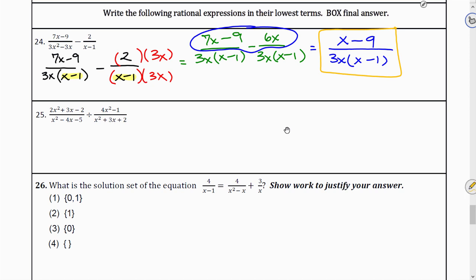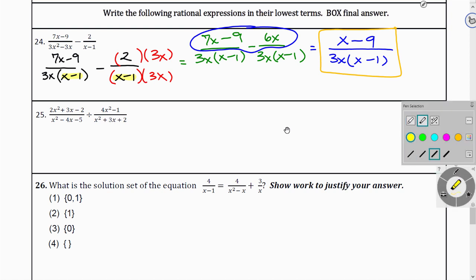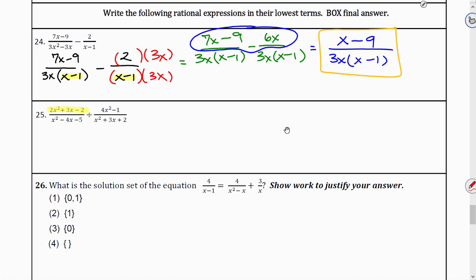Okay, number 25 is division. And the first step is to factor everything. Okay, and at first glance, I noticed that this right here will require the ATM with a skeleton. So I'm going to start there because that's a lot of work and do that separately. And then I'll address how to divide it.